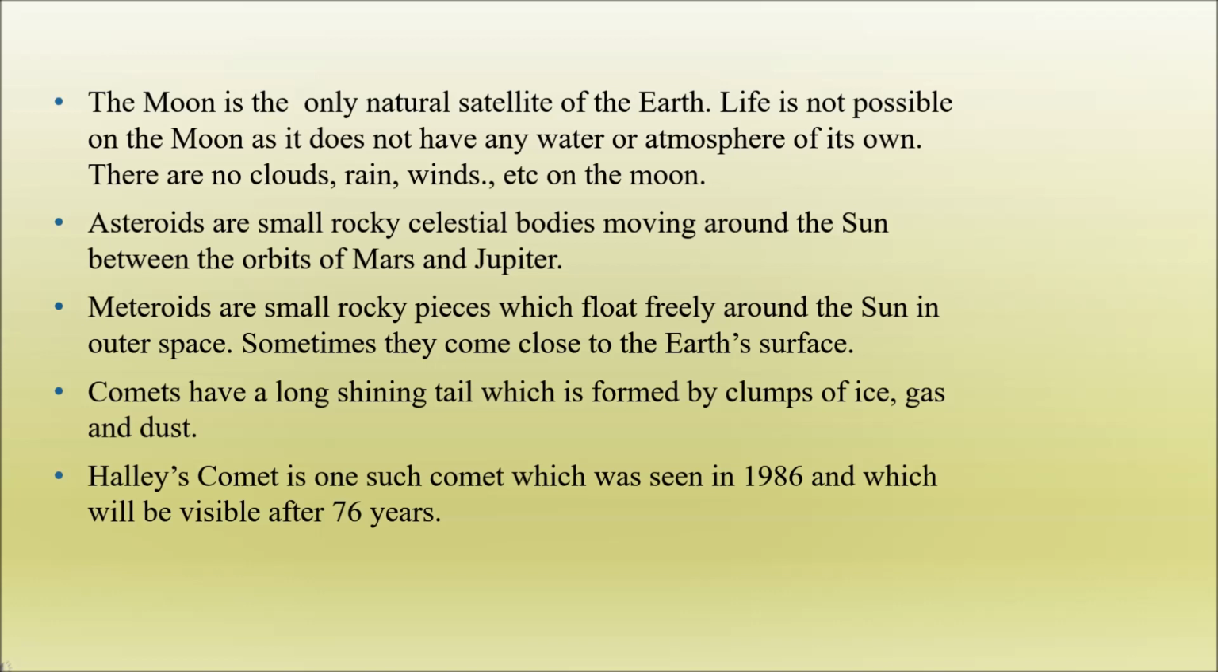The moon is the only natural satellite of the earth. Life is not possible on the moon as it doesn't have any water or atmosphere of its own. There are no clouds, rain, winds, etc. on the moon. We'll learn about asteroids. Asteroids are small rocky celestial bodies moving around the Sun between the orbits of Mars and Jupiter. Next, about meteoroids. Meteoroids are small rocky pieces which float freely around the Sun in outer space. Sometimes they come close to the Earth's surface.